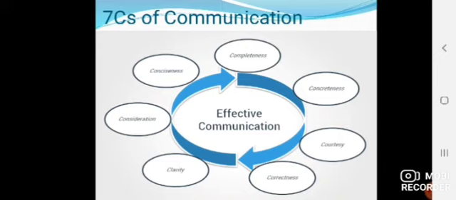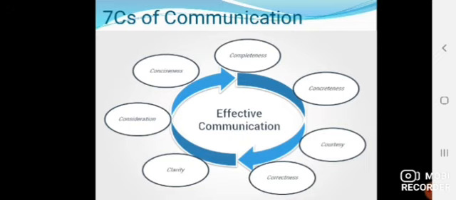Then conciseness. An effective communication process should be precise and to the point. A too elaborate message can misguide the listener. So if a message is specific, concise and to the point, it will develop better understanding.